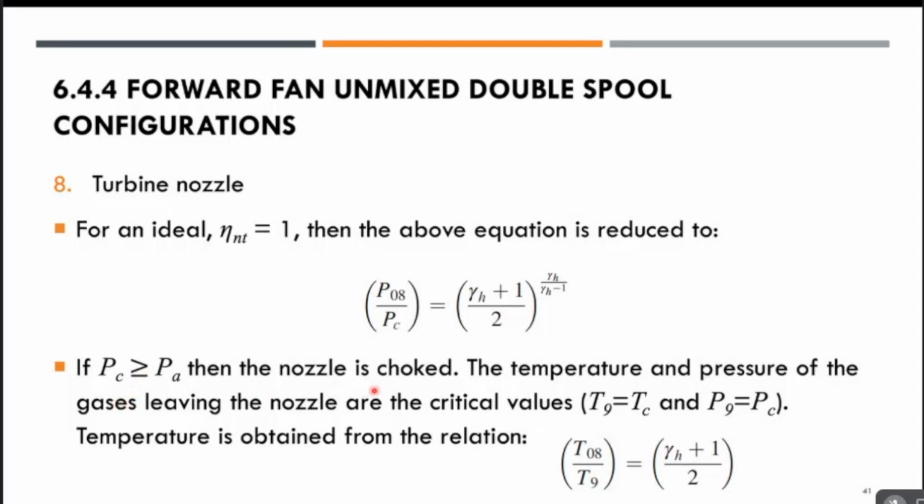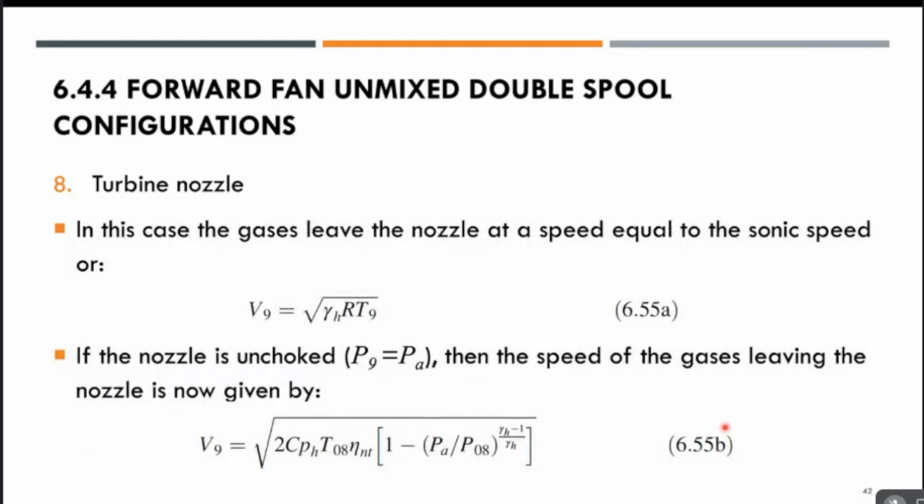In the case where the nozzle is choked, the PC is greater than PA, and the temperature and the pressure of the gases leaving the nozzle are the critical values: T9 equals TC and P9 equals PC. So you can get the temperature from this relation. The gas leaves the nozzle at the sonic speed, and V9 equals the square root of the specific heat ratio of the hot gas times the gas constant R times the temperature at station 9. This gives you the velocity exiting the turbine nozzle.